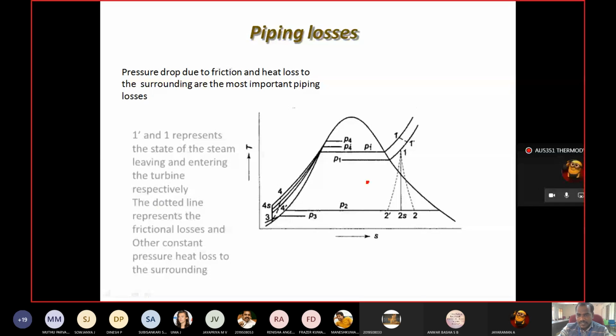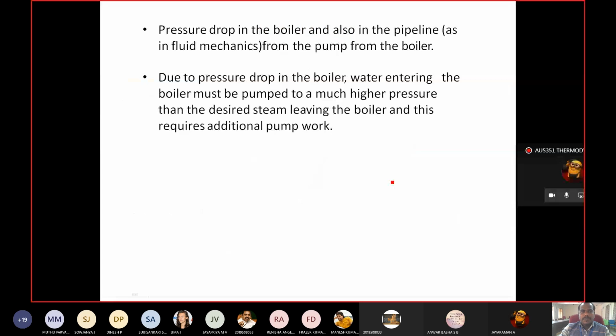If there are no losses, we can directly take this state 1. If there are piping losses involved in this system, we have to take the state 1 dash. Right, so pressure drop in the boiler and also in the pipeline from the pump. Due to the pressure drop in the boiler, water entering the boiler must be pumped to a much higher pressure. So we need a pump here. Then to get the desired steam leaving the boiler, this requires additional pump work, right? So we need more pump work if there are pump losses.